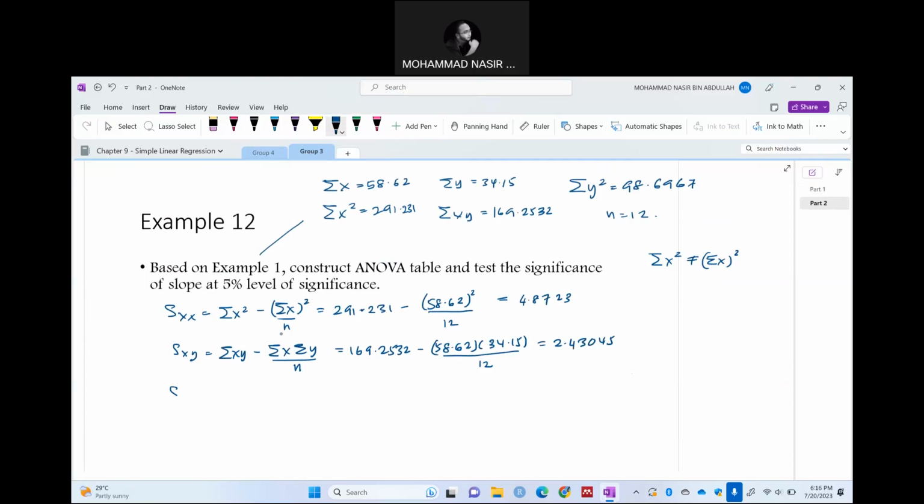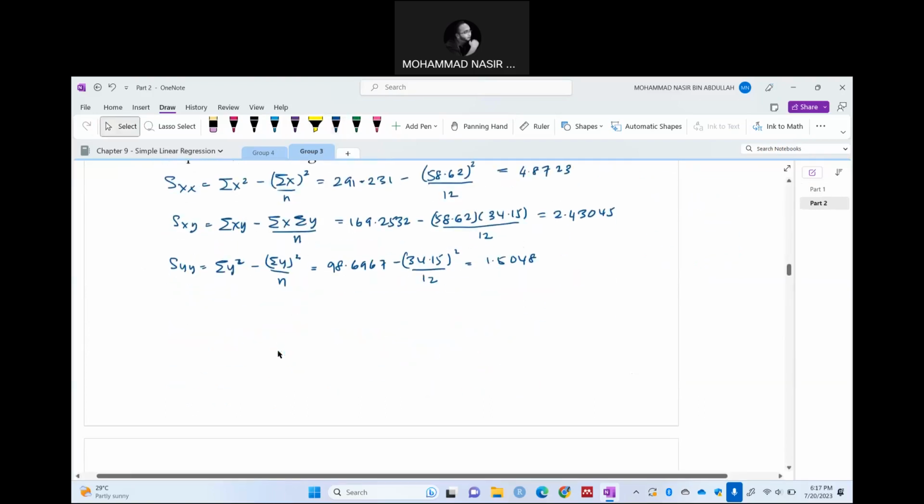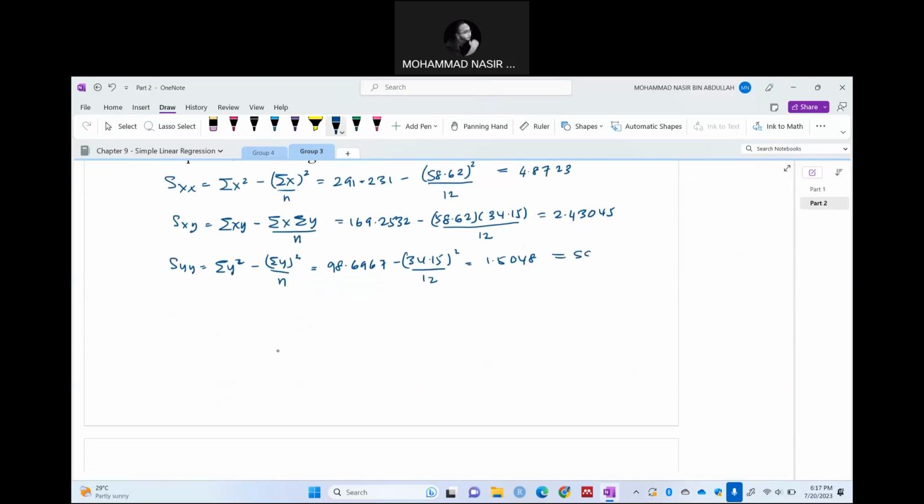Another one is SYY, summation of y square minus summation of y, and then you square, divided by n. So this is 98.6967 minus 34.15 square divided by 12. So this is equal to 1.5048. This is also equal to the sum of square total, remember?